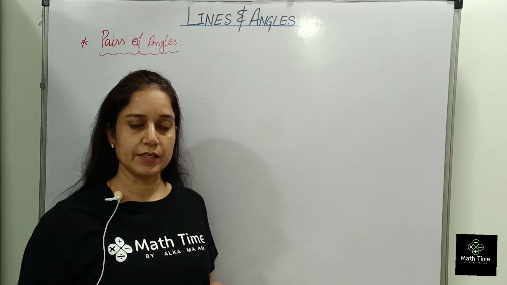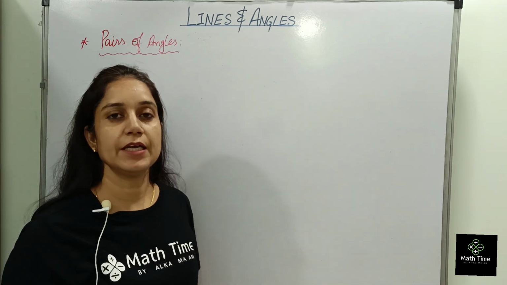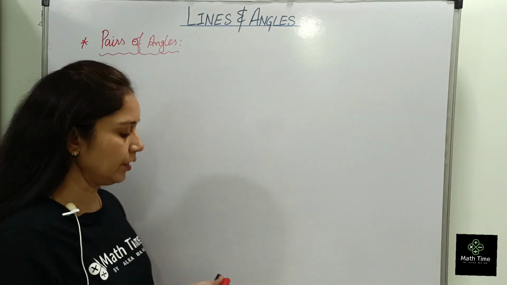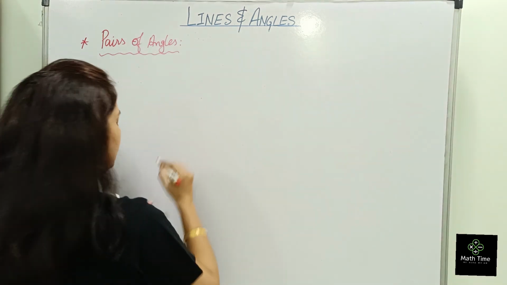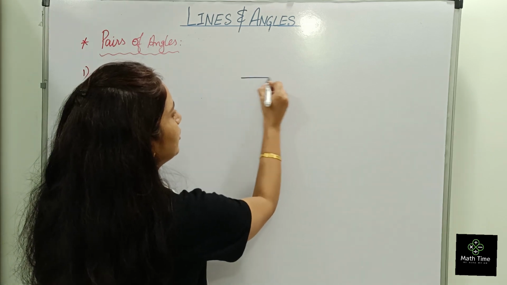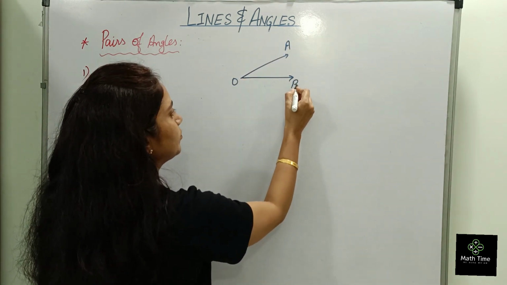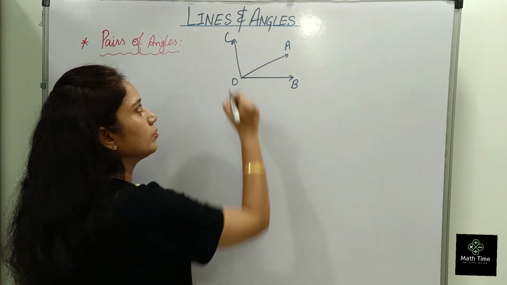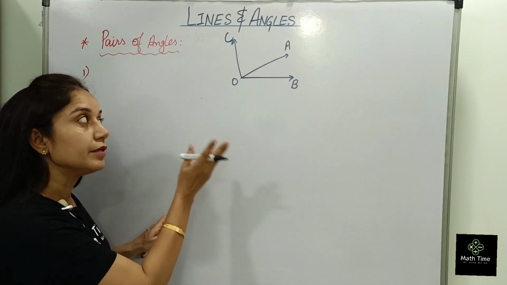Next, after understanding the types of angles on the protector, let us go further and see the pair of angles, right? Pair means 2, okay? So first type of angle is, see here, first I am drawing the figure to make you understand. You are having one angle AOB, right? Now another angle AOC. AOB and AOC both are next to each other.